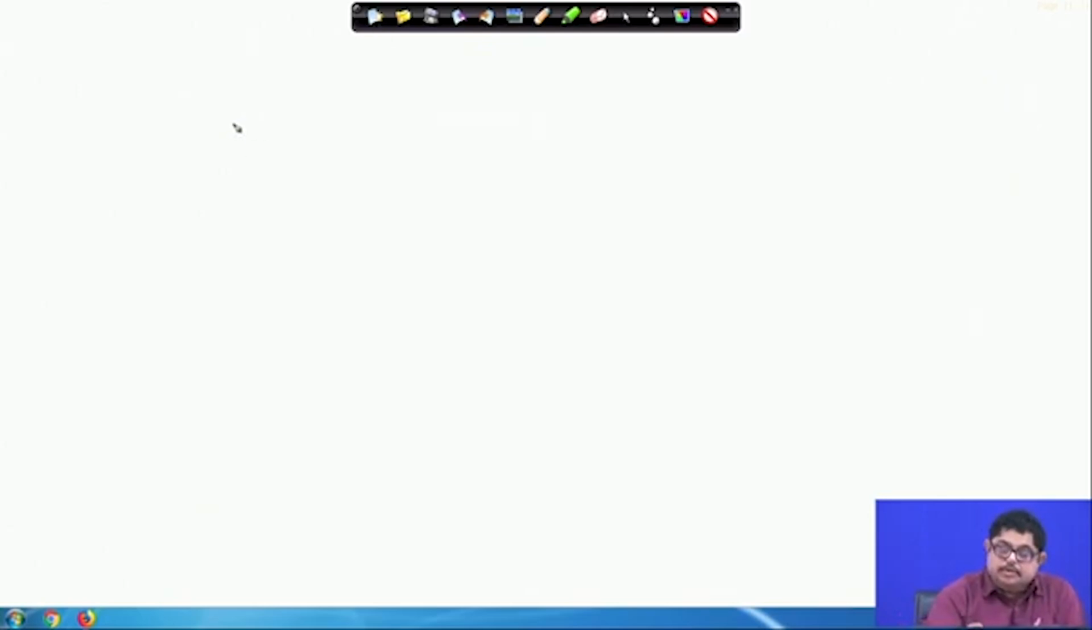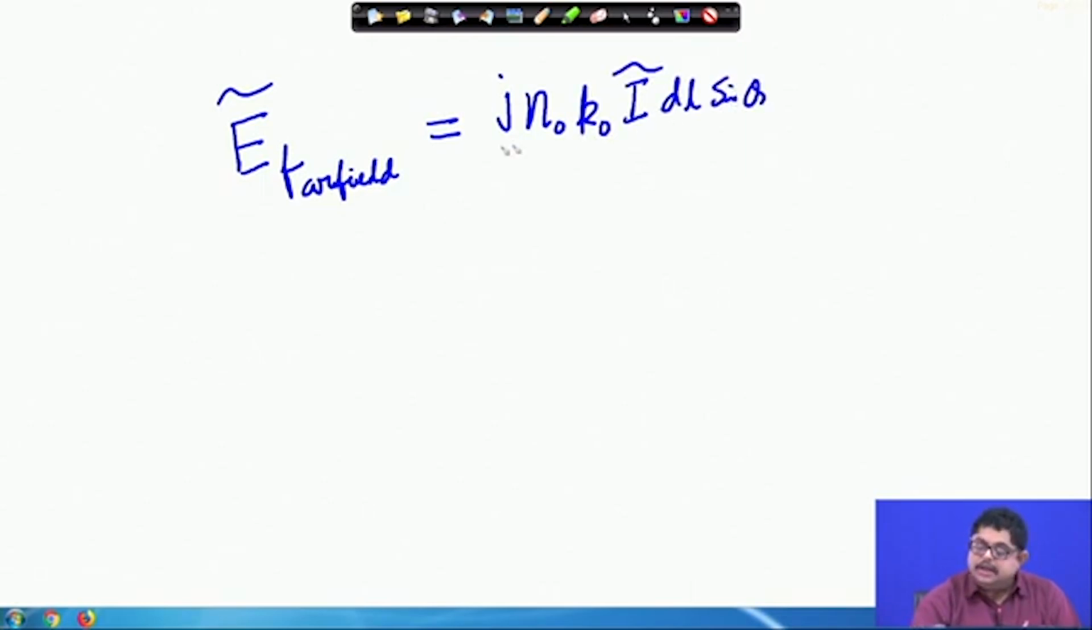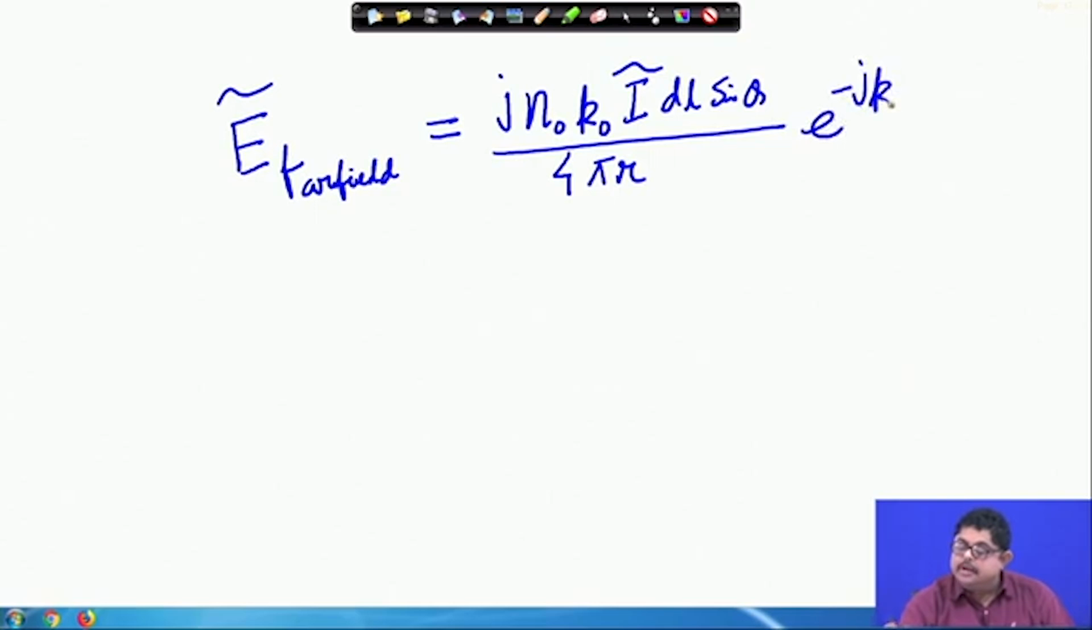more closely. So, before going further, I can say that E far field, in this case I can write for later use, is j eta naught k naught I dl sin theta by 4 pi r e to the power minus j k naught r, and it is directed along theta. So, this is one thing, and we can now see that E far field has a time phase of j.